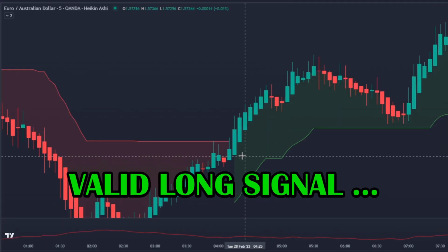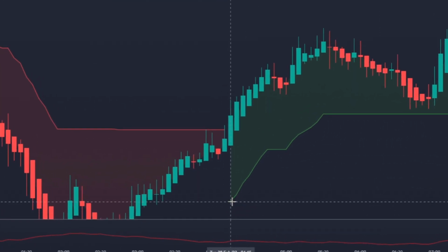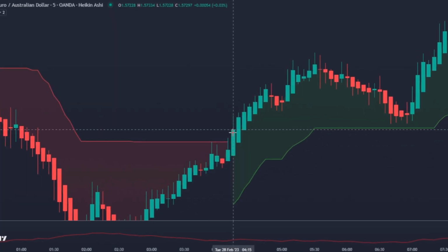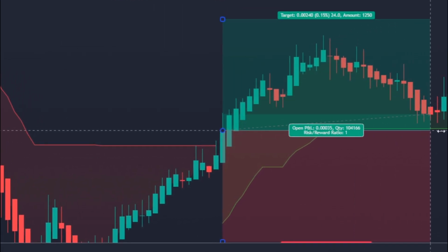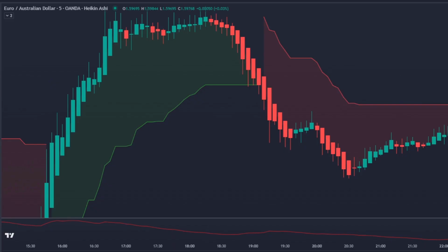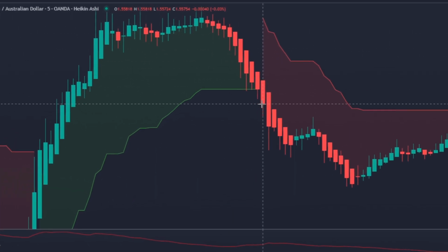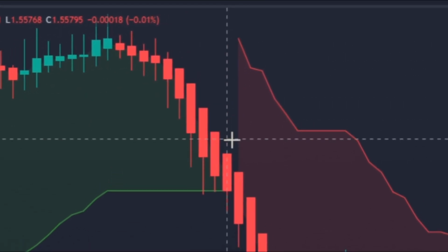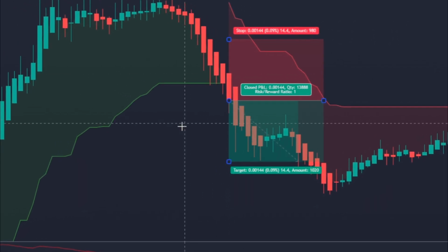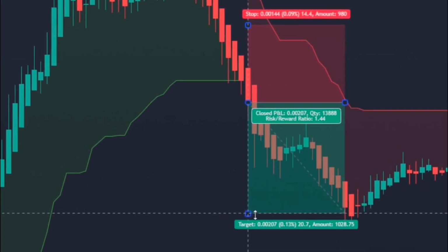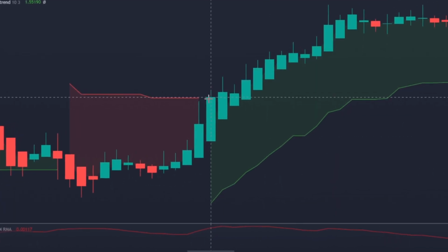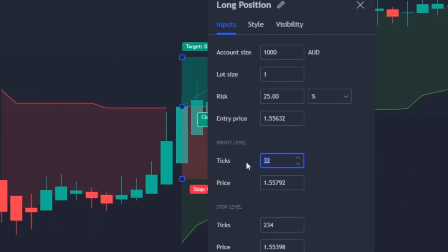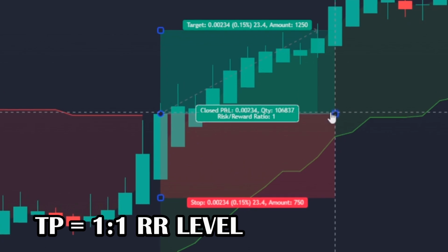So, for a valid long signal, the SuperTrend needs to give a buy signal, which is when the indicator line turns green, and the entry point is considered after the closure of the signal Heikin Ashi candle. And for a valid short signal, the SuperTrend needs to give a sell signal, which is when the indicator line turns red, and the entry point is, again, considered after the closure of the signal Heikin Ashi candle. For every stop loss, I will use the value of 2 times the ATR pip value, and I will use for the take profit a risk reward of 1 to 1.